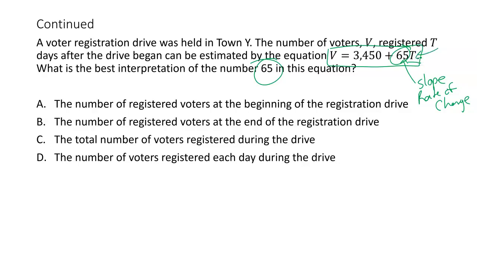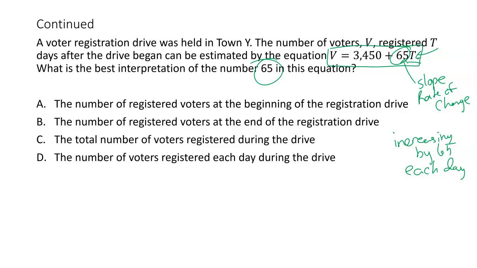What is it changing by? What's that interval? So what does T represent? Days after it started. So 65 times days after it started, we're looking at going up, or let's use the word increasing, by 65 each day. Okay? We're going to increase by 65 each day. That's what that 65 means.